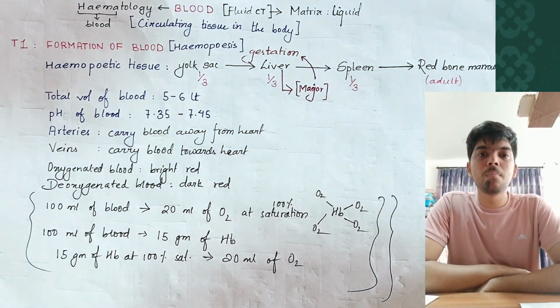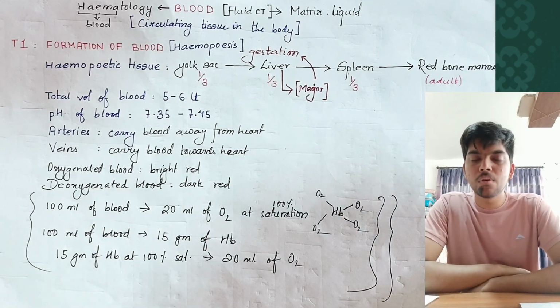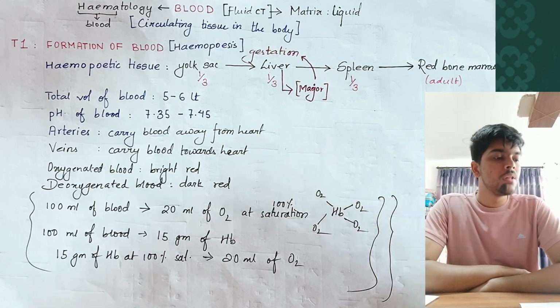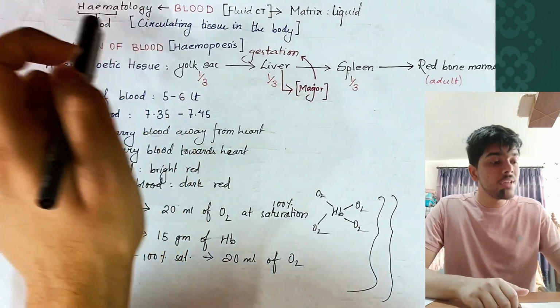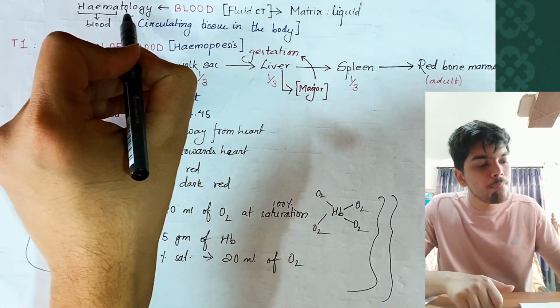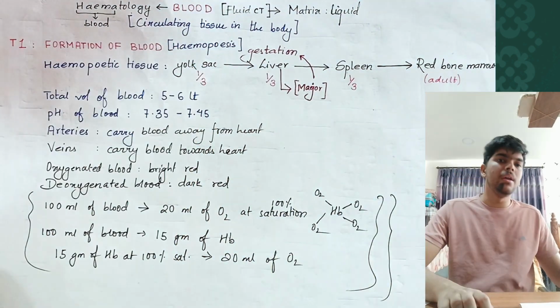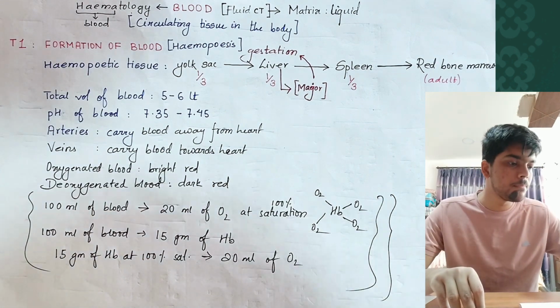There's a third name for blood as well. It's the circulating tissue in the body. Why? Because blood is responsible for circulation in the circulatory system of human body. The study of blood is known as hematology, where the heme part refers to blood and the logy part refers to study. And that's why the study of blood is known as hematology.